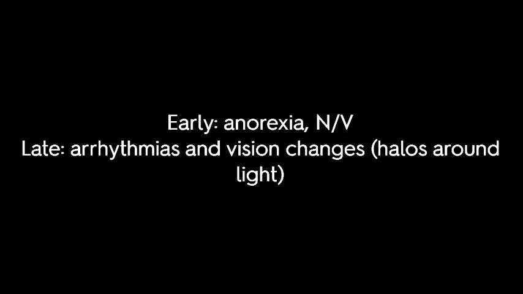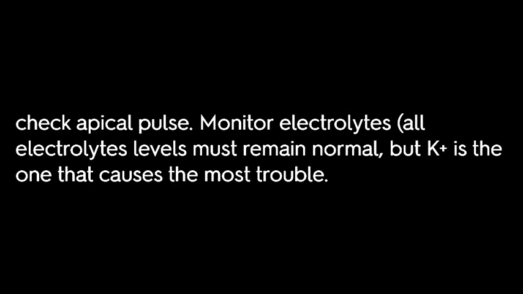S/S of toxicity of DIG: early anorexia, N/V; late, arrhythmias and vision changes. Before administering DIG, what do you do? Check apical pulse, monitor electrolytes. All electrolyte levels must remain normal, but K+ is the one that causes the most trouble. Hypokalemia plus DIG equals toxicity. How do diuretics help HF?